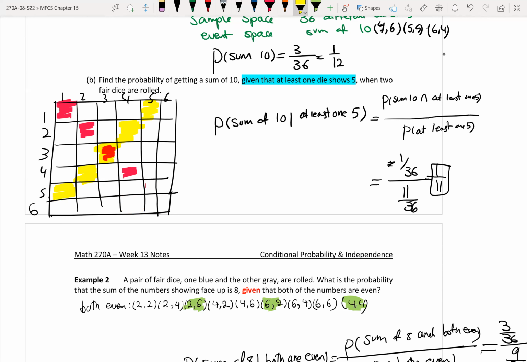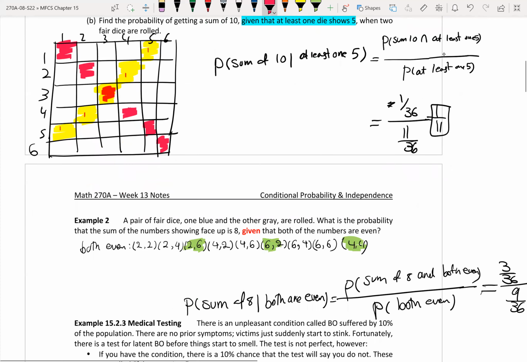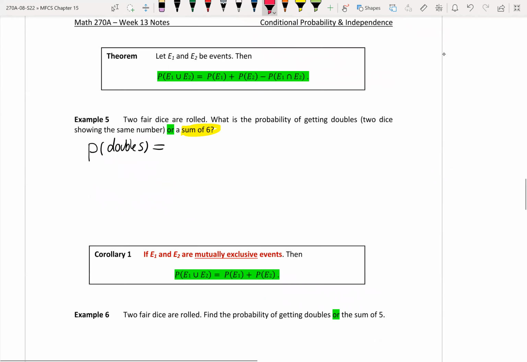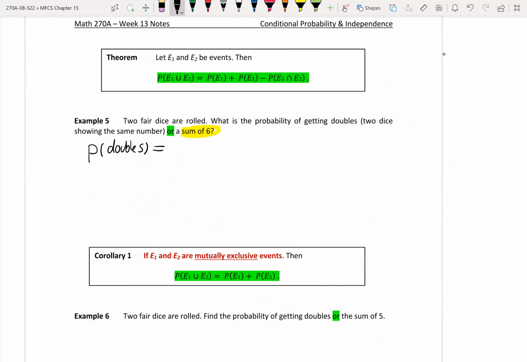Okay, and that is giving me 6 out of 36. The other one, 1, 2, 3, 4, 5. The probability of having doubles was 6 out of 36. The probability of sum 6 was 5 out of 36. What's the probability of the intersection?